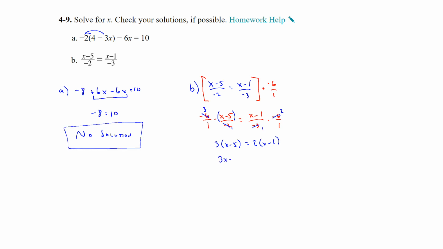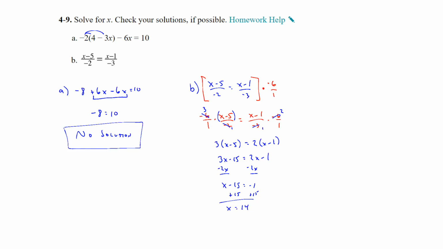And use the distributive property on both sides. Get your variable on one side. In this case, I'm going to subtract 2x, so that's x minus 15 is equal to negative 1. And then I will add 15 to both sides, so x is equal to a positive 14.